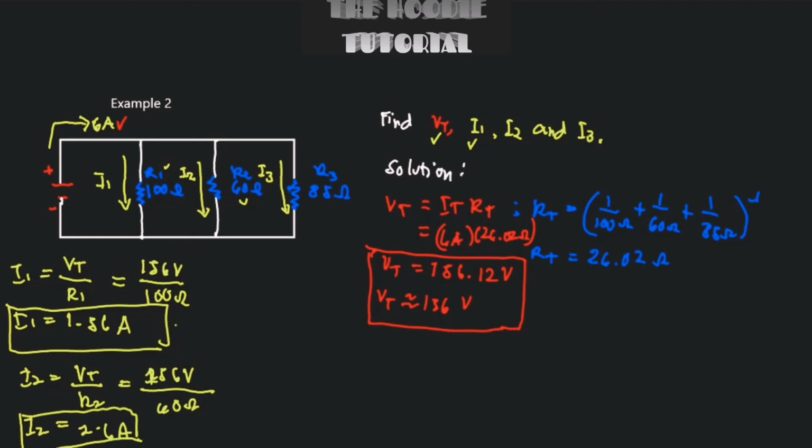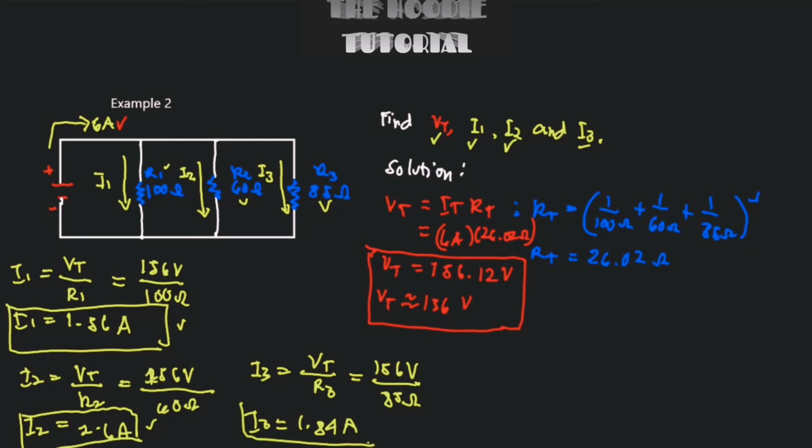Okay, we already have I1 and we already have I2. We are going to find now the last one, I3. So I3 is equal to VT or V3, since all voltage is constant, and then divided by R3. So substituting all the values, we have 156 volts. We have R3 right here, which is 85 ohms, and then we're going to have I3 equal to 1.84 amperes. So we already have all that we need to find.